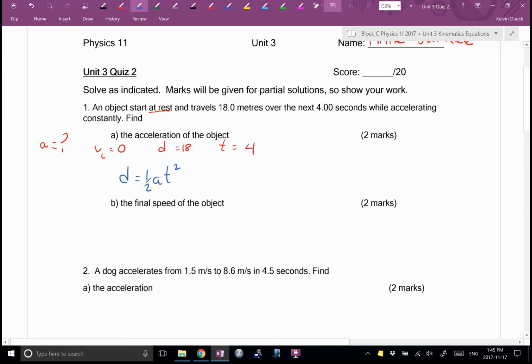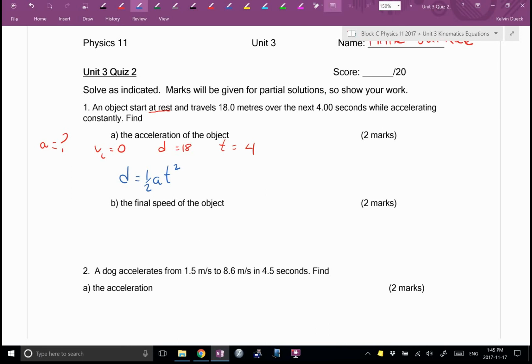Mr. Dewick, isn't it D equals VIT plus 1/2 AT squared? Why didn't I bother writing the VIT? It's 0. Okay. You can. I'm not going to take marks off if you do, but you've noticed I tend to abbreviate if I can.